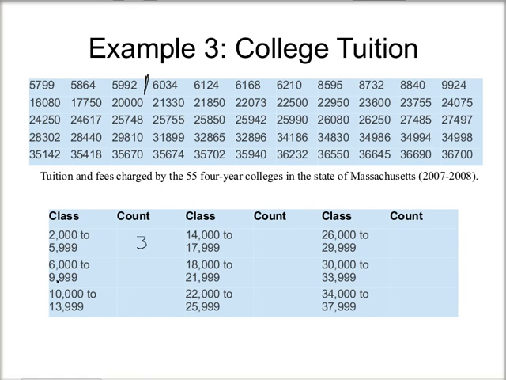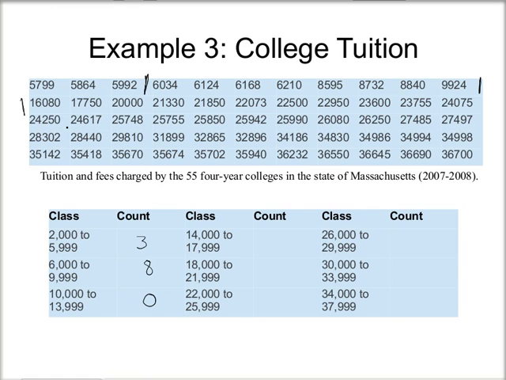My next interval is up to 9,999, so that's going to cut off just after this school here, and there are 8 schools in that interval. My next interval is from 10,000 to 13,999, and it turns out that I don't have any schools falling into that interval because my next highest school is at $16,080. So I've got a count of 0 for that interval.